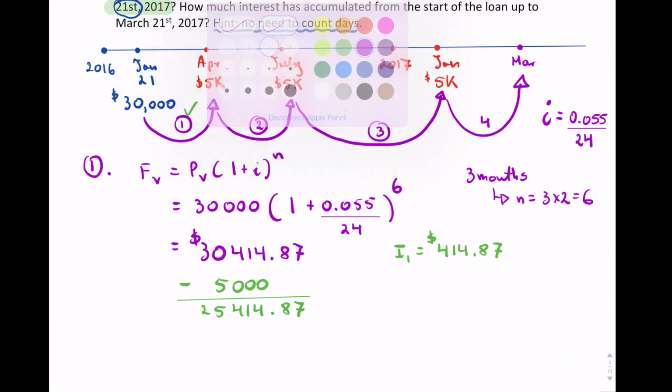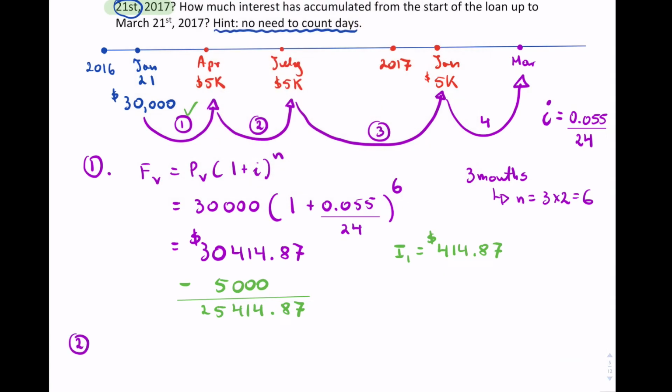Now number 2. It's the same process. If this was 1, let's say this is 2. Now our amount changes.